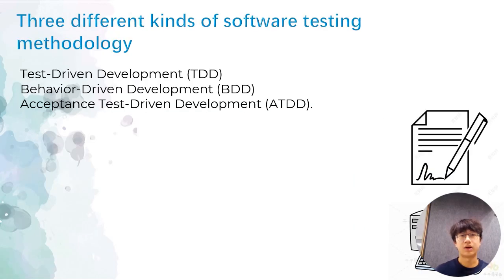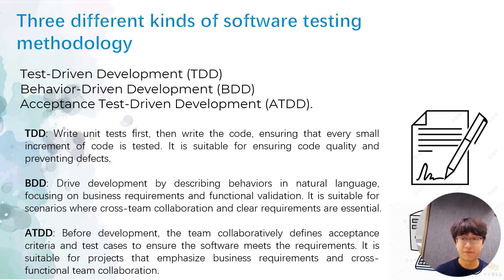And there are three different kinds of software testing methodologies in agile software development. First is test-driven development, the abbreviation is TDD, and behavior-driven development, the abbreviation is BDD, and acceptance test-driven development, ATDD. Here are the definitions of the three different methodologies. Here you can read it.